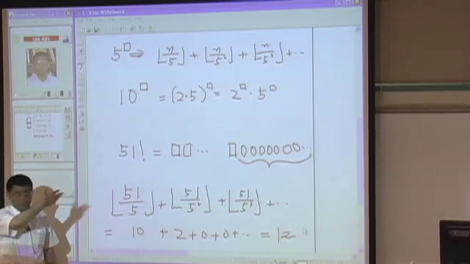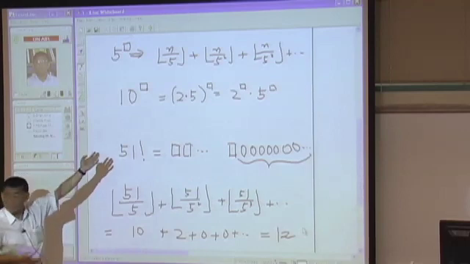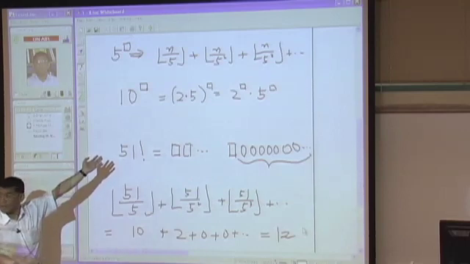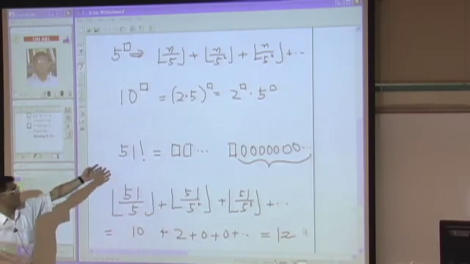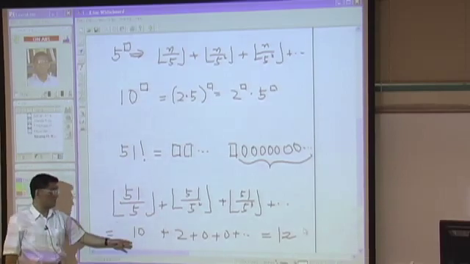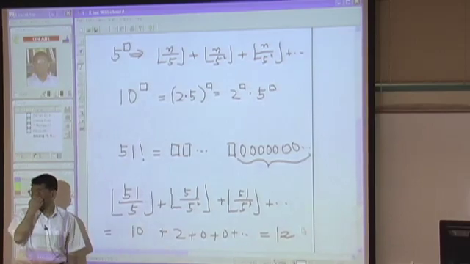Do you see the reasoning? Or do you understand the reasoning? Or not? So how many zeros can you count in 51 factorial? Then the answer is 12 zeros.